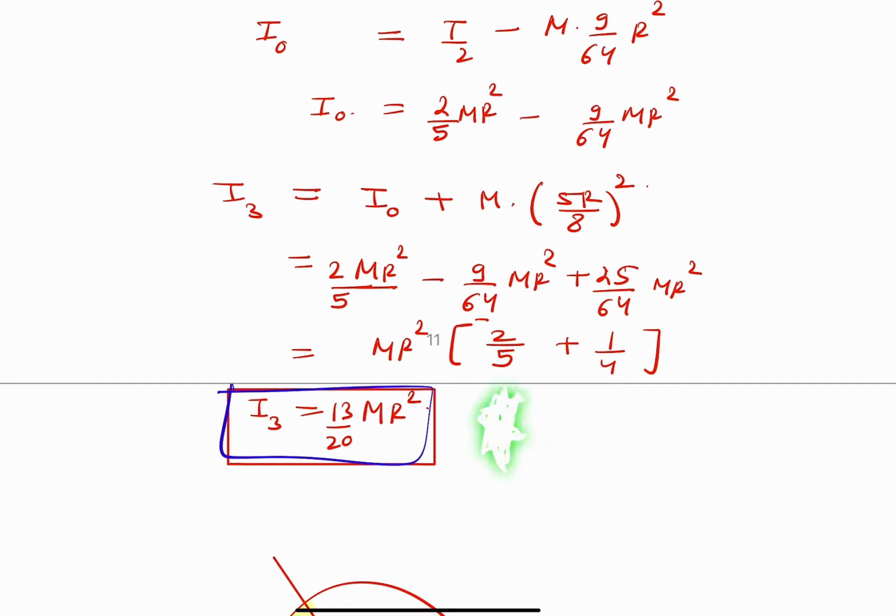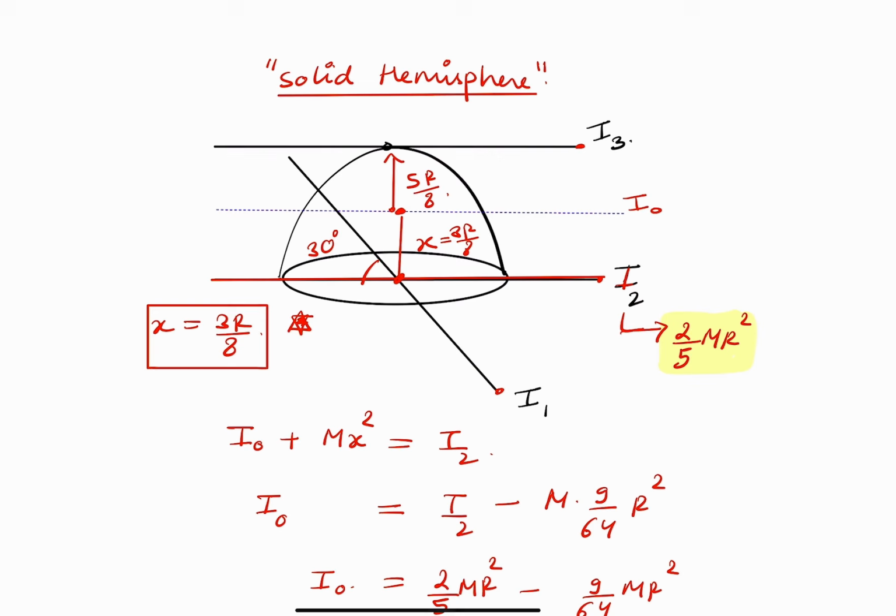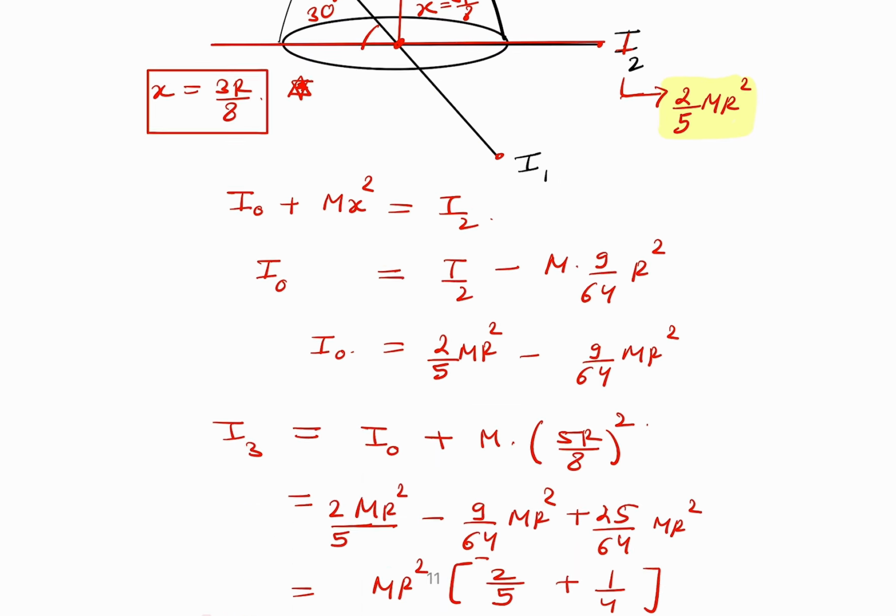Okay, put it down in your notebook. Okay, now one more axis remains. The axis is this one, I1, passing through the center only, but it is making an angle of 30 degrees. Clear? Okay, so let's see for this also.